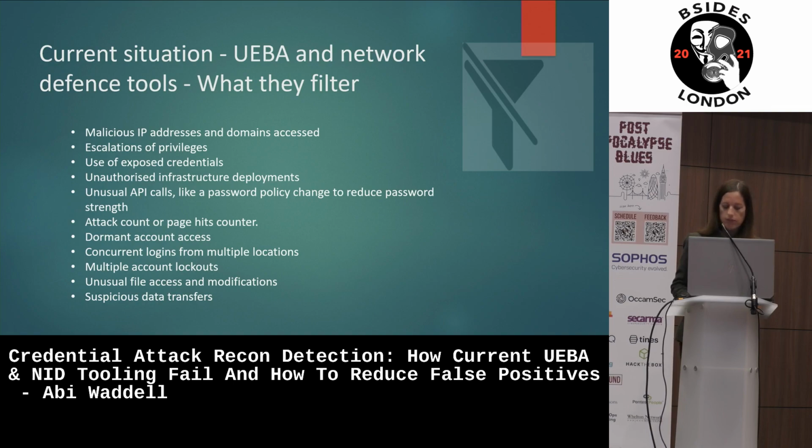So here are some of the rules that network tooling traditionally filters on. Some of them obviously very important and necessary and pretty much standard in most applications. So what we've got is communications to and from blacklisted IP addresses and domains, accounts that escalate privileges, any use of administrative accounts, use of previously breached credentials, unusual system deployments and changes, unusual account changes, network request rate, concurrent logins and multiple account lockouts, system access and changes, and unusual data transfers.